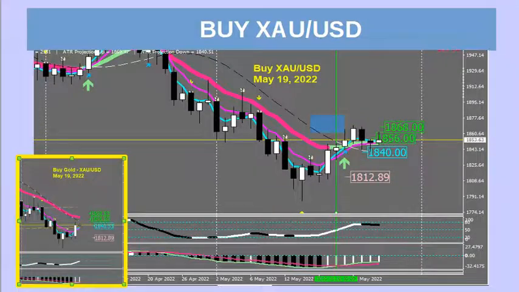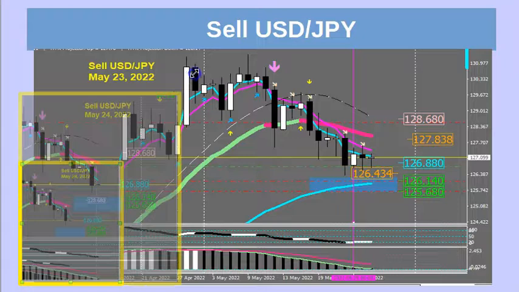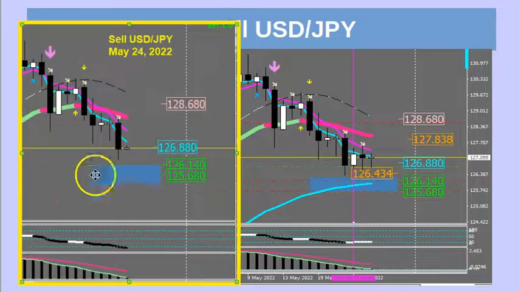Okay, now the second trade, this was on May the 24th, actually. This is incorrect right here, but right here you can see it's May the 24th. I sent out a free trade signal: sell the US dollar versus the Japanese yen. Let's open up my entry window. This is exactly what I saw, guys. I sent out the signal.